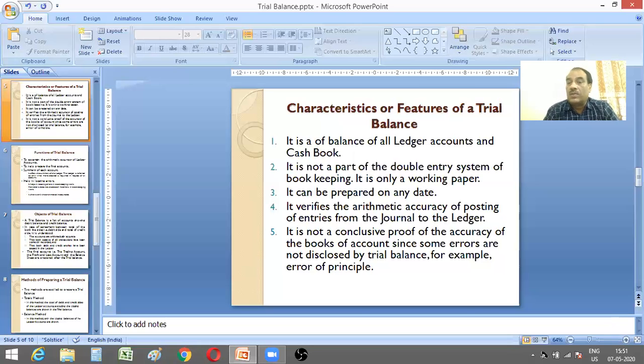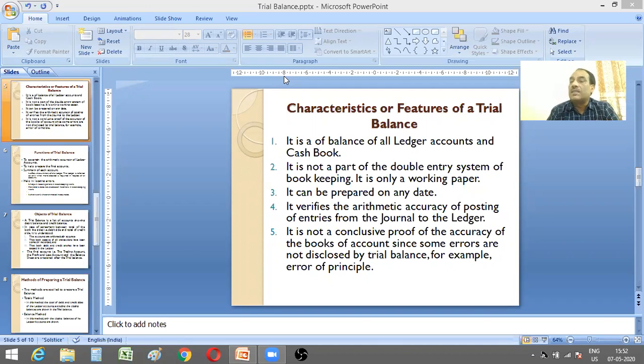Here we don't do or write or enter any new account by debiting or crediting. We simply take the records which have been posted in the ledger and then try to ascertain whether the entries are true or not, correct or not.